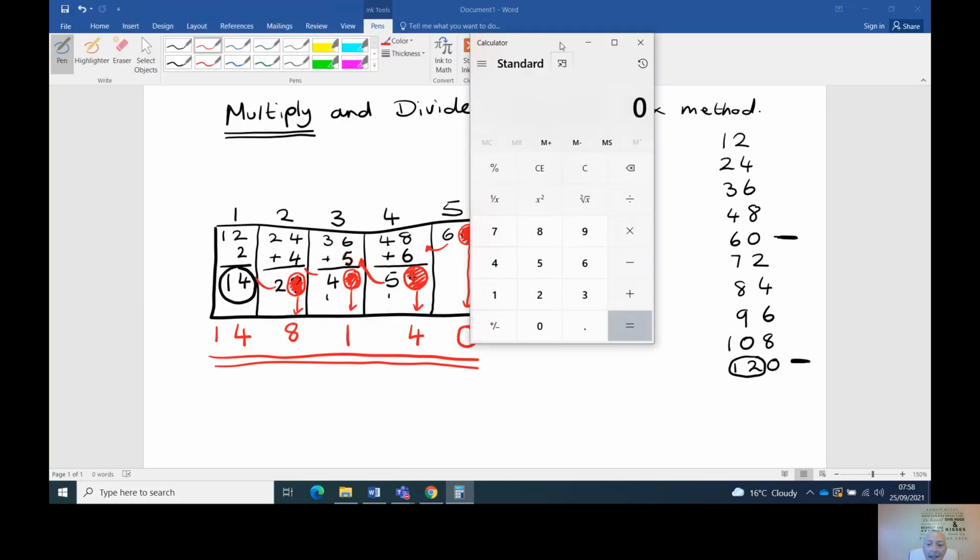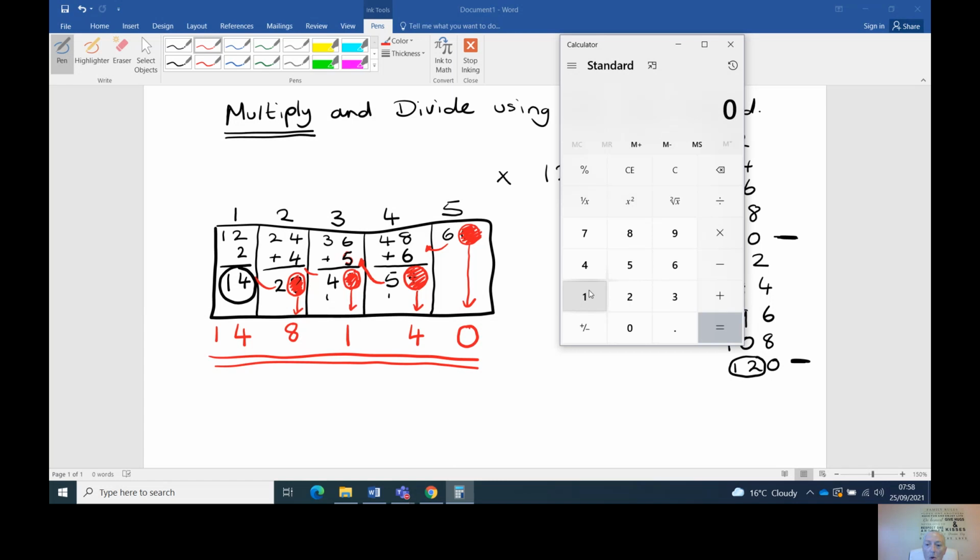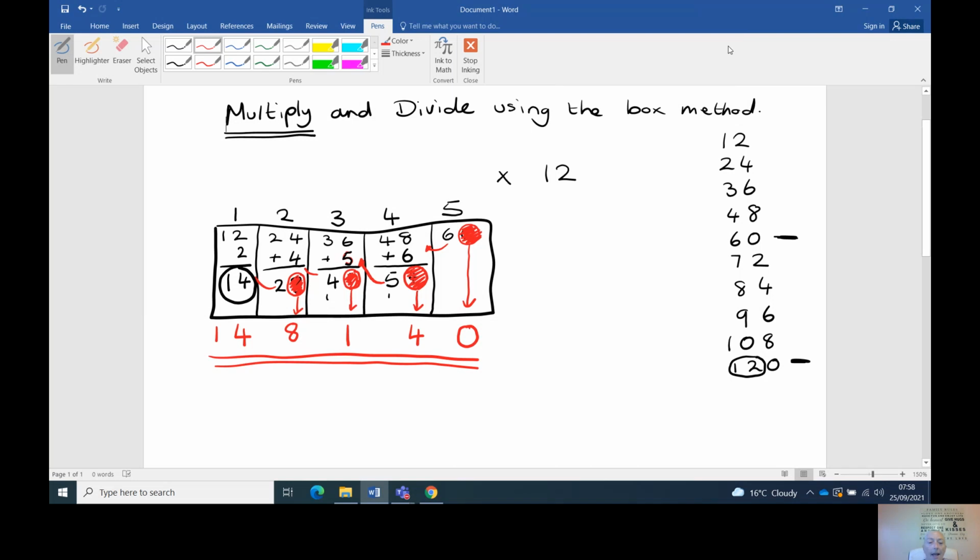Let's move it over to here. So 1, 2, 3, 4, 5 times by 12, 1, 2 equals 148140. Okay. So very, very easy to do.